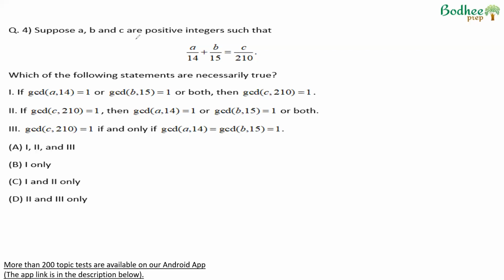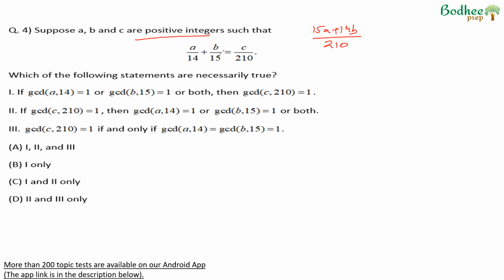Suppose a, b, c are positive integers such that a by 14 plus b by 15 is c by 210. Which of the following statements is true? So we can just simplify this. Taking LCM, 15a plus 14b, upon LCM of 14 and 15, which is 210.